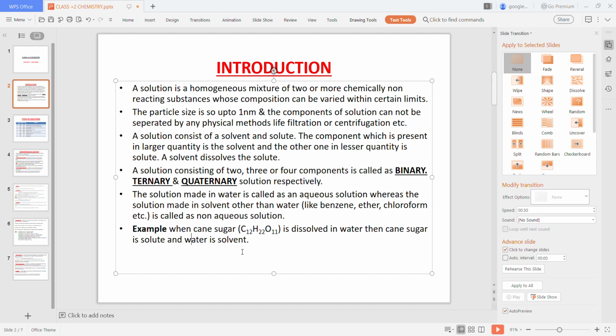So an example is given here. Suppose you add cane sugar. The formula is written here, the formula of cane sugar, commonly sucrose. When this sugar is dissolved in water, then cane sugar is your solute and water is the solvent. So you get a sugar solution.